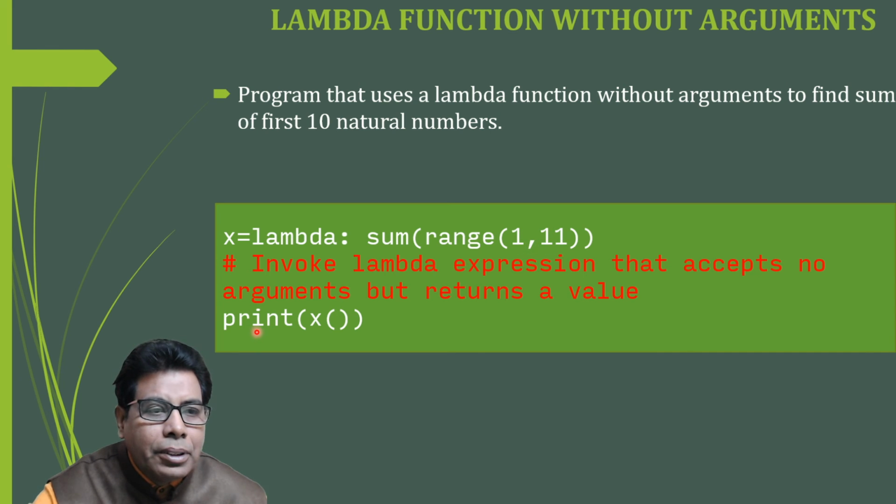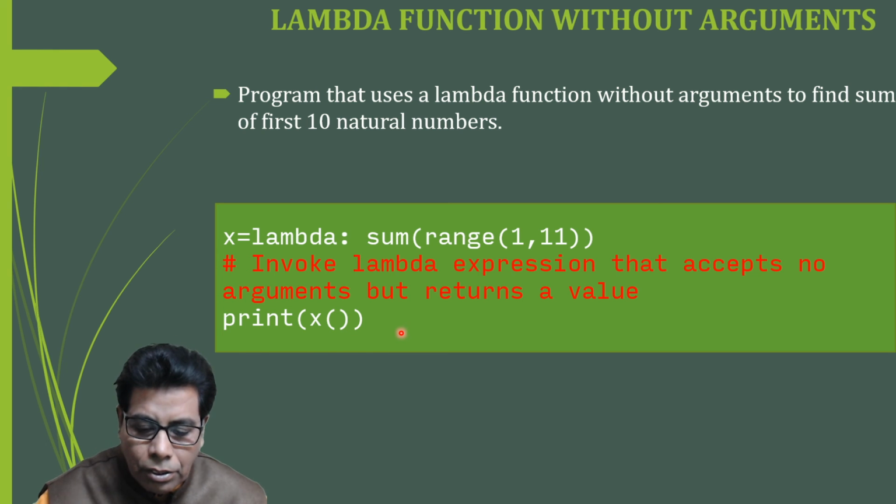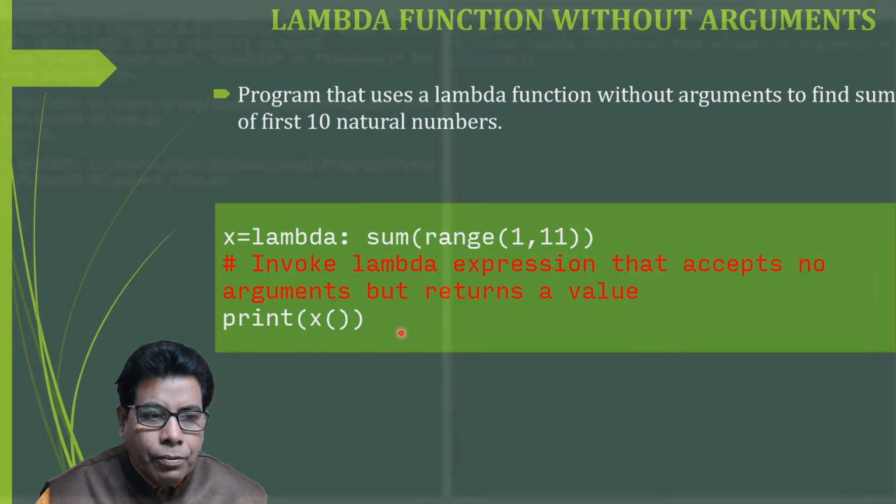In the print statement we have just given x, and there is again no argument here, but it will invoke the lambda expression and return a value. So the result will be 55. Let us see how we can execute this function.